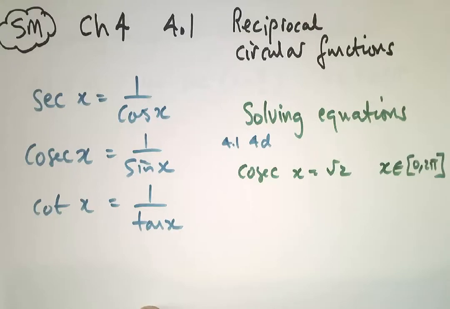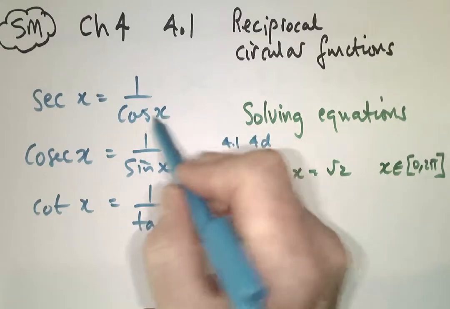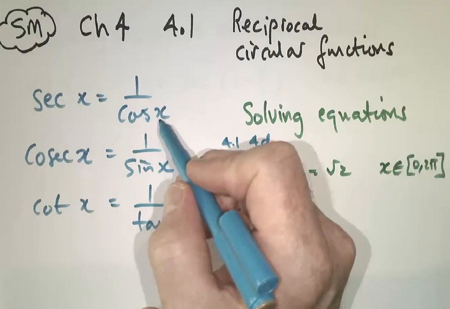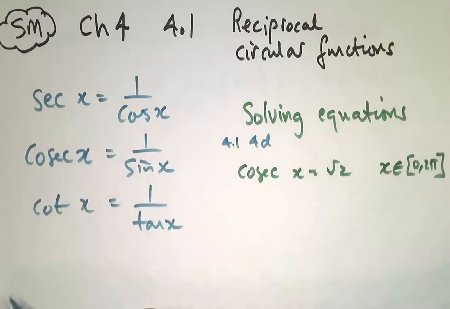This is for Year 12 Specialist Maths to support Chapter 4, 4.1, the reciprocal of circular functions. 1 on cos, the reciprocal of the cosine function, is called sec. 1 on sine is cosec, and 1 on tan is cot. How could we solve equations involving reciprocal circular functions?